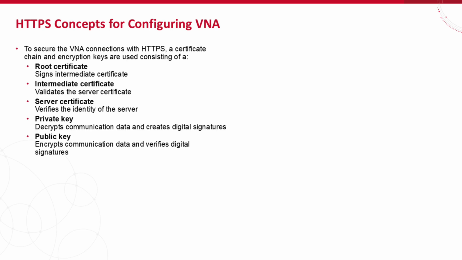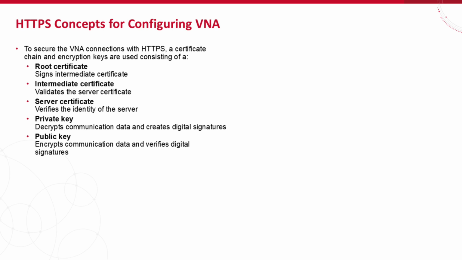Now, let's take a look at the HTTPS concepts that you will need to understand to configure VNA. To secure the VNA connections, a certificate chain and encryption keys are used. The certificate chain is made up of a root certificate, an intermediate certificate, and a server certificate. The root certificate signs the intermediate certificate, which validates the server certificate, and the server certificate identifies the server to other components. This workflow creates a chain of trust between the root, intermediate, and server certificates.